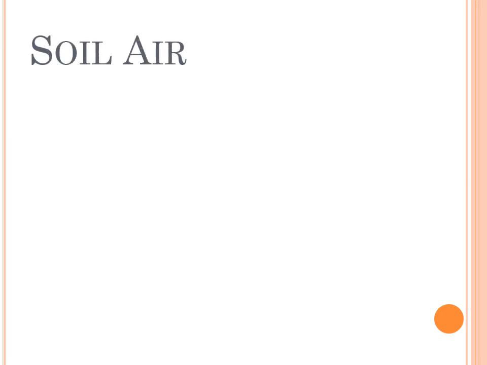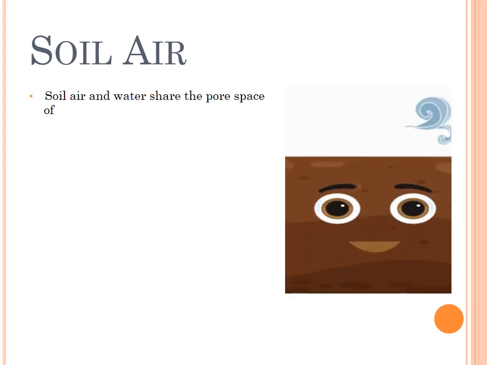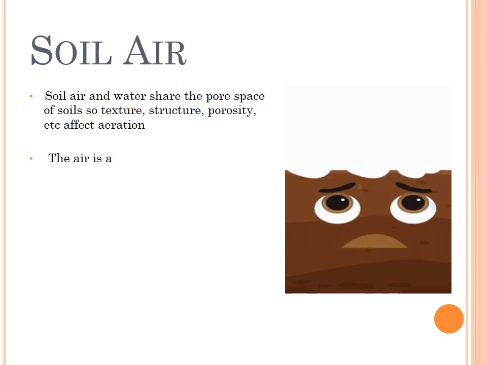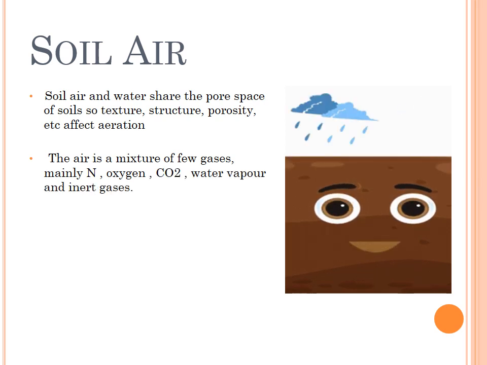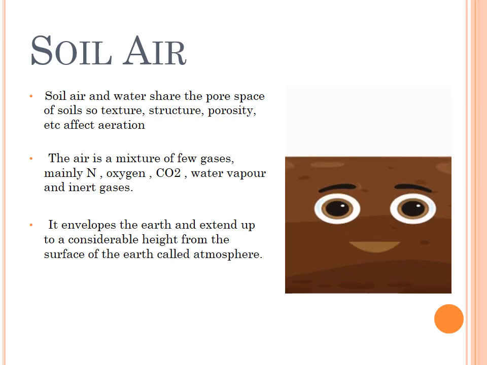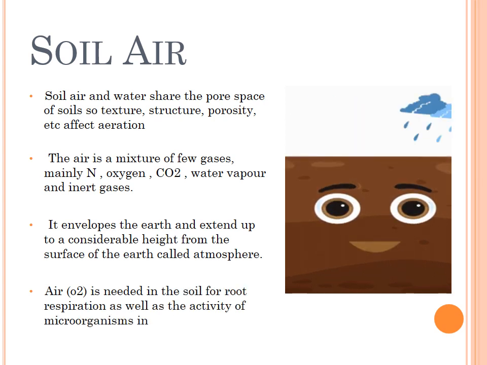Now to start with the session, we must know what soil air is. Soil air and water share the pore space of soils, so texture, structure, porosity, etc. affect aeration. The air is a mixture of a few gases, mainly nitrogen, oxygen, carbon dioxide, water vapor, and inert gases. It envelops the earth and extends up to a considerable height from the surface of the earth, called the atmosphere. Air is needed in the soil for root respiration as well as the activity of microorganisms.